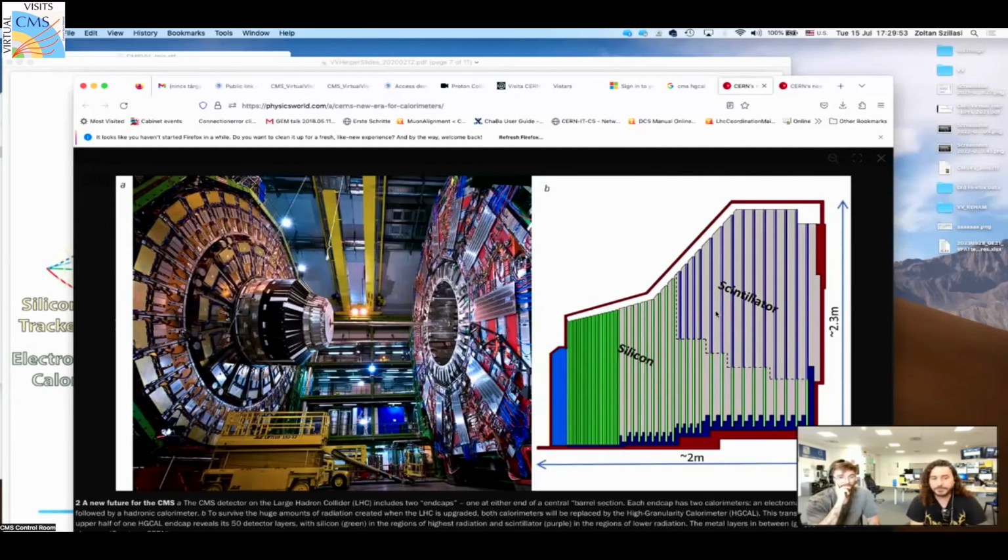You can see a representation of what it will look like, the different layers on it. But I wanted to stress that these are two of the major projects for CMS: the inner detector, the silicon sensors, and then this end cap calorimeter.